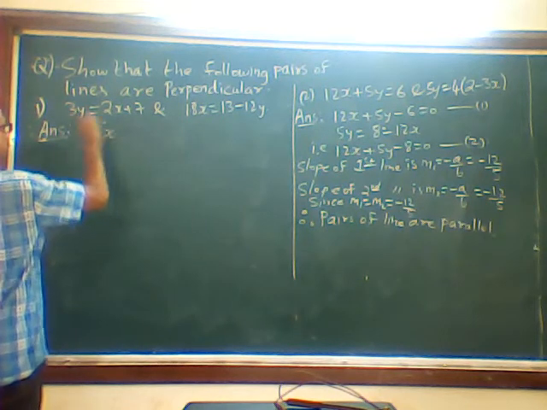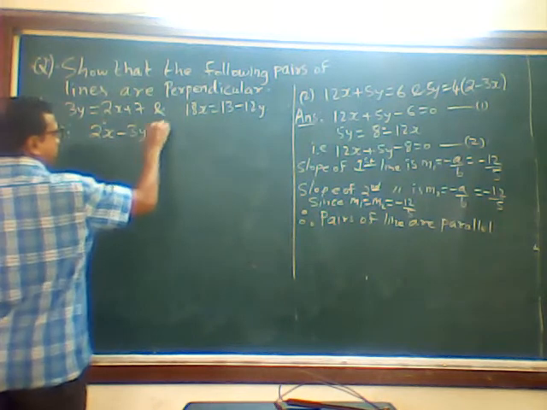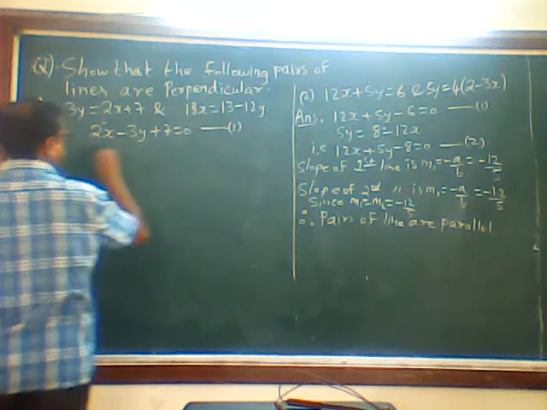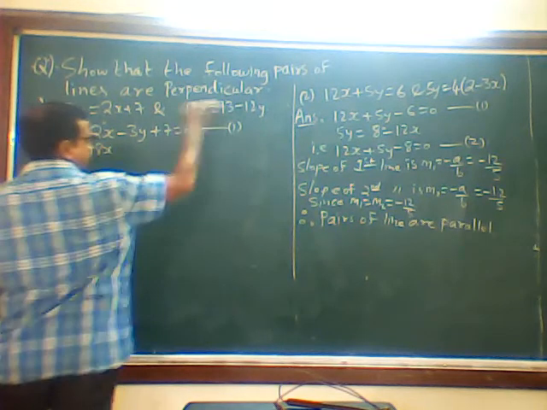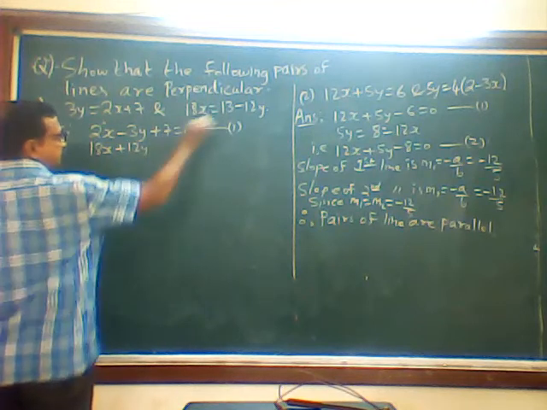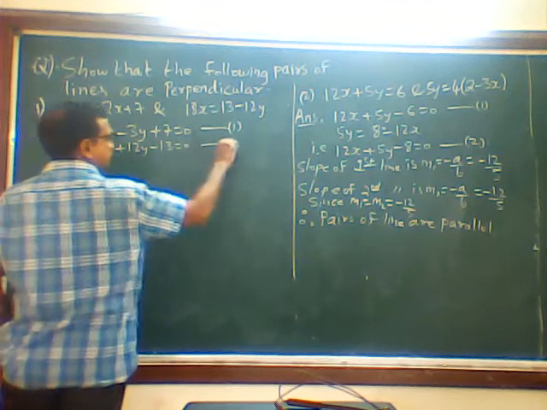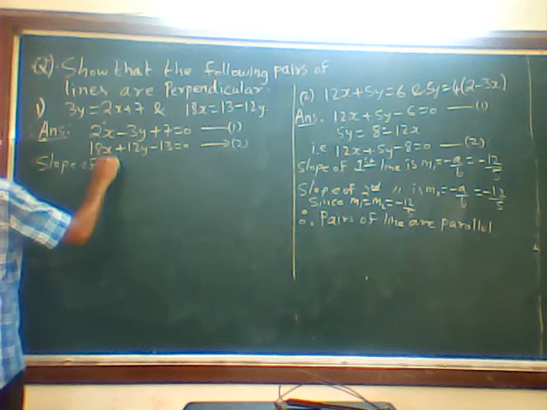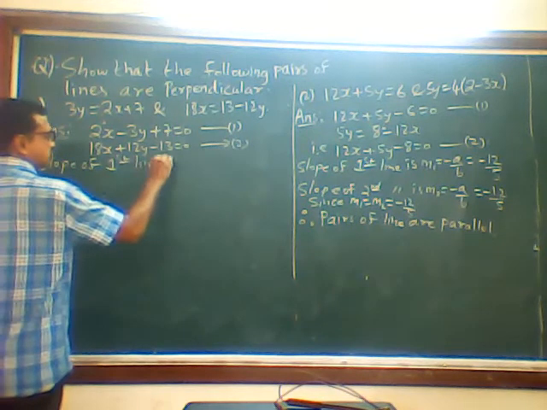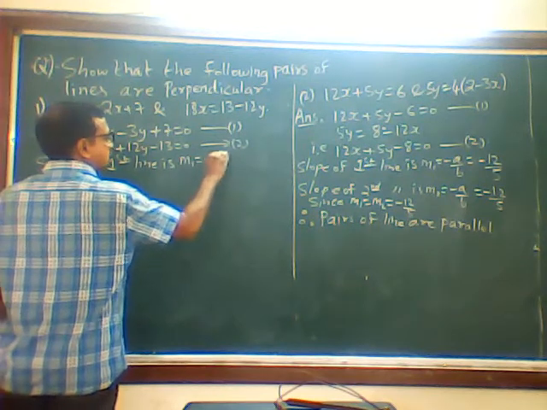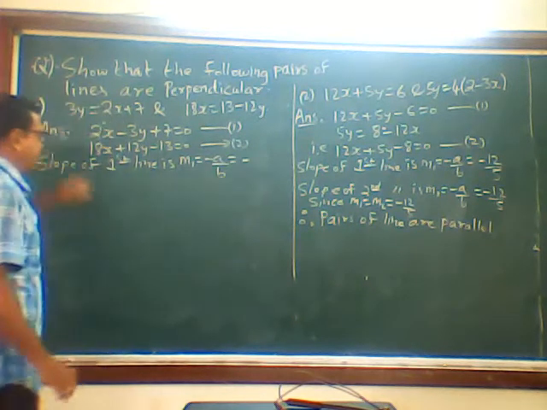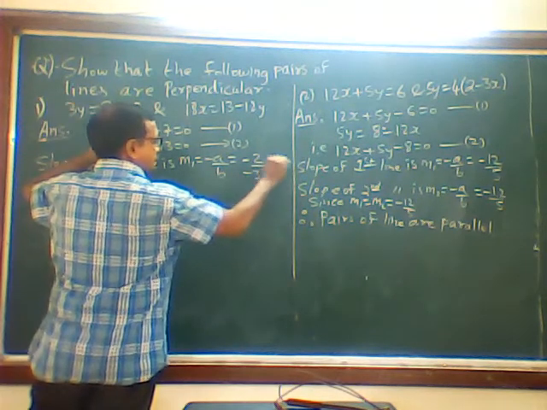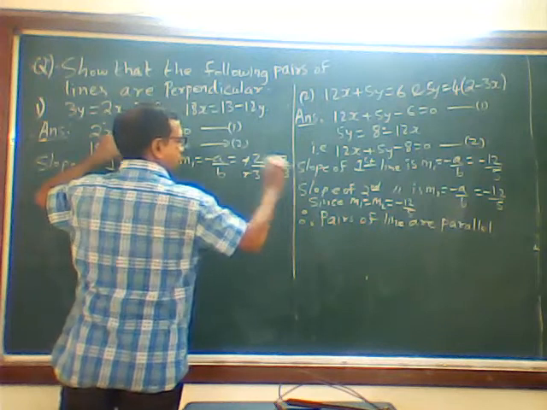2x as it is, 3y will come this side, it will become 2x minus 3y plus 7 is equal to 0. I'll name that equation 1. Then the second one: 18x is there as it is here. This minus 12y will come this side, it will become plus 12y, 13 will come this side, minus 13 is equal to 0. Now, slope of the first one is minus a upon b. What is a here? 2, divided by b, which is minus 3. So this goes 2 upon 3.